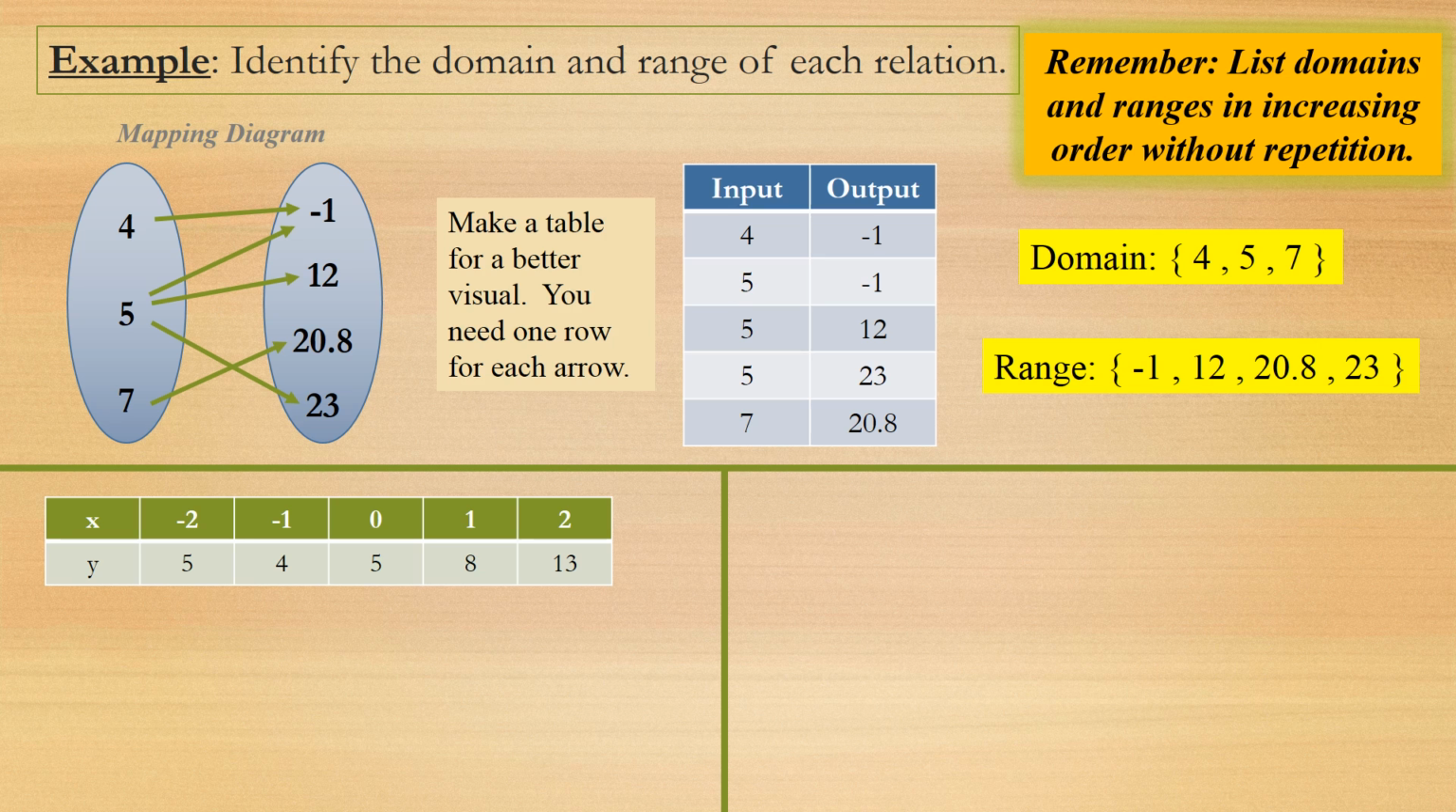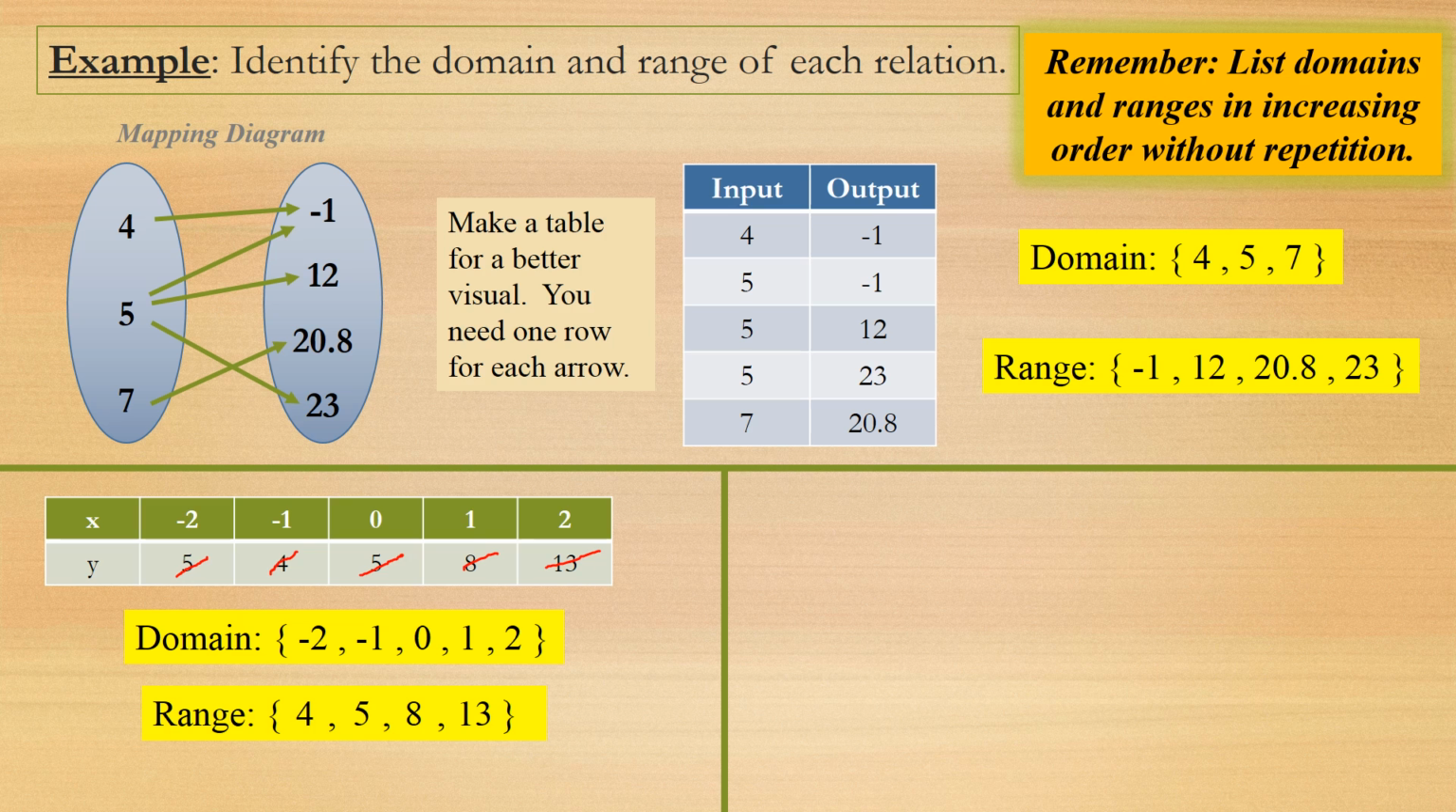In the next example, we would have a domain of -2, -1, 0, 1, and 2. That's fairly easy. And for the range, you might have to be careful here. The lowest range is 4. So let's cross it out and write the range of 4. Then next we have 2 5s, but we're only going to write them once. Next we have 8. And finally 13.